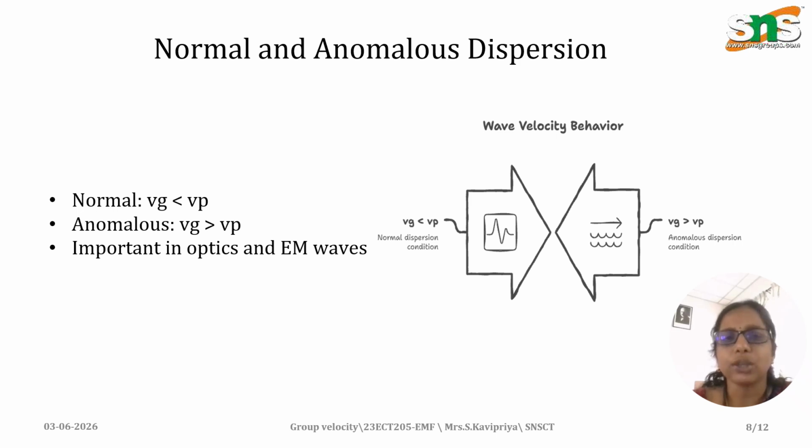And what are normal and anomalous dispersion? In case of normal dispersion, the group velocity will always be less than the phase velocity, so Vg will be less than Vp. In case of anomalous dispersion, Vg will be greater than Vp, so the group velocity will be greater than the phase velocity. Understanding normal and anomalous dispersion is very important in electromagnetic waves and optical communication.